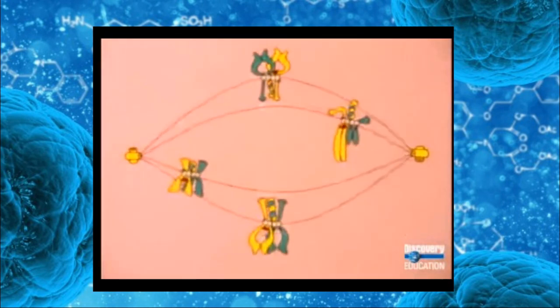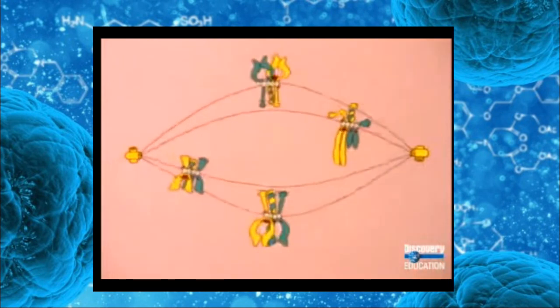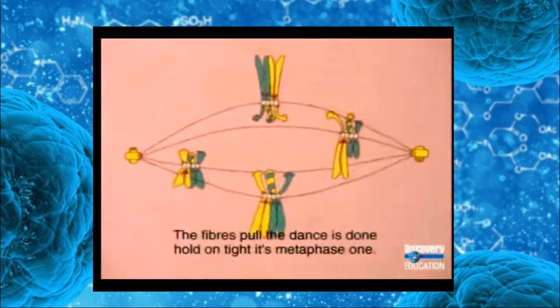Okay, so the nuclear envelope's gone. They've crossed over during prophase. They're attached to spindle fibers.